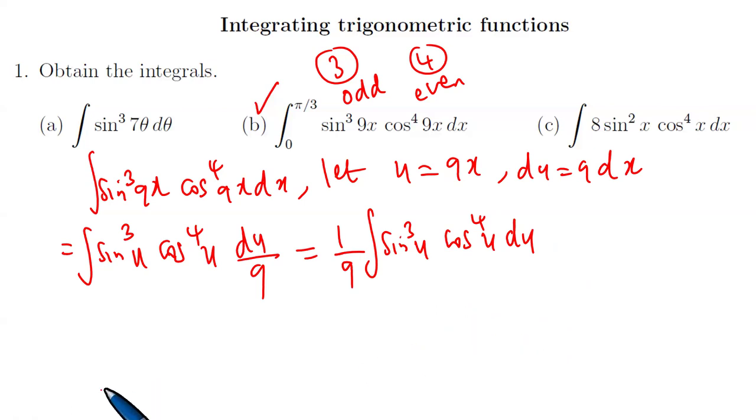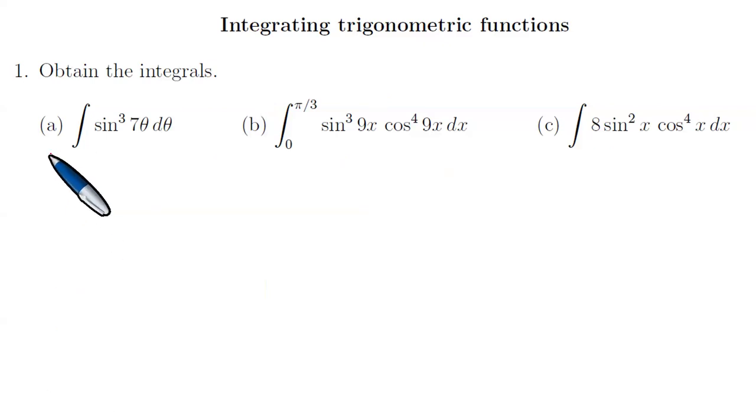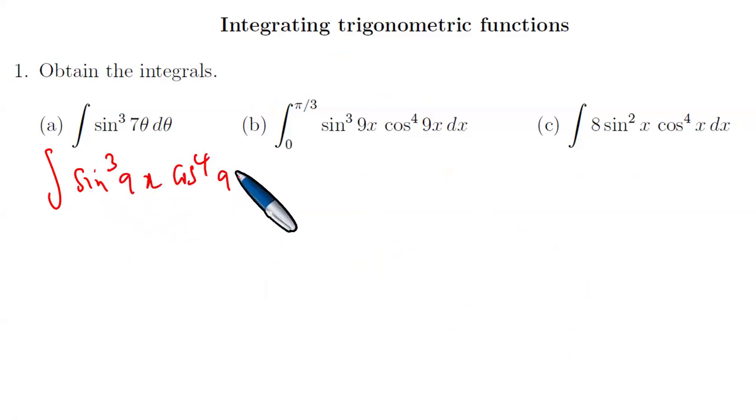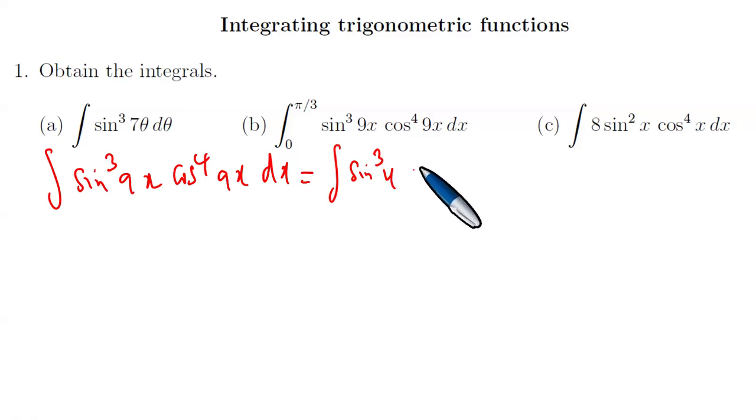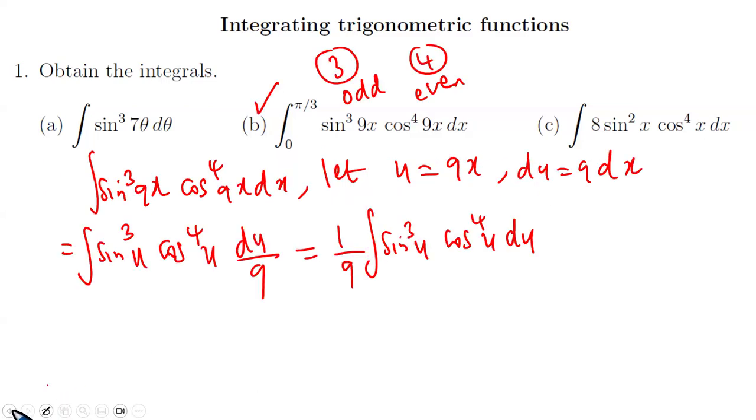It therefore means that we need to take note of the fact that the integral of the sine cubed of 9x cosine to the fourth power of 9x dx is exactly the sine cubed u. And we can see that there is a 1 out of 9 here. And then we also have the cosine to the fourth power of u, and we have du. That way, it's 1 over 9 multiplied by that.